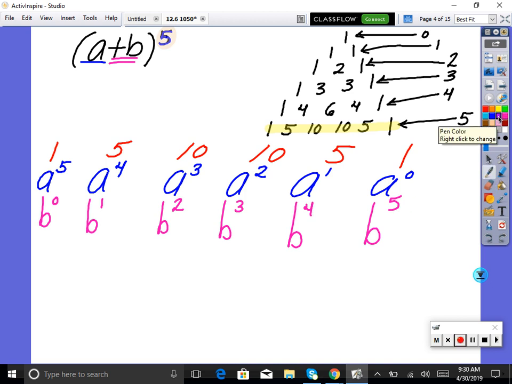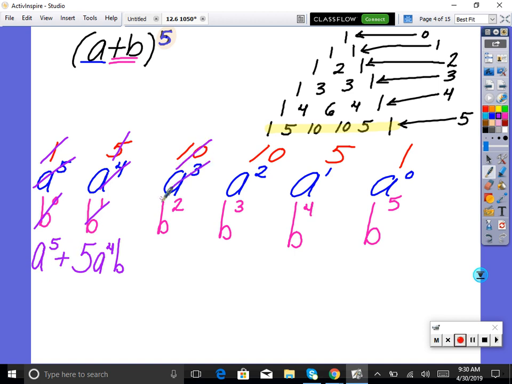Multiply straight down. 1 times a to the 5th times b to the 0. B to the 0 is 1, not 0. So that's 1. 1 times a to the 5th times 1 is a to the 5th. Okay, good. Let's move on to the next one. 5 times a to the 4th times b. So wouldn't that be 5a to the 4th b? Now it was positive. There was nothing to say it was negative, so we're going to put a plus sign.